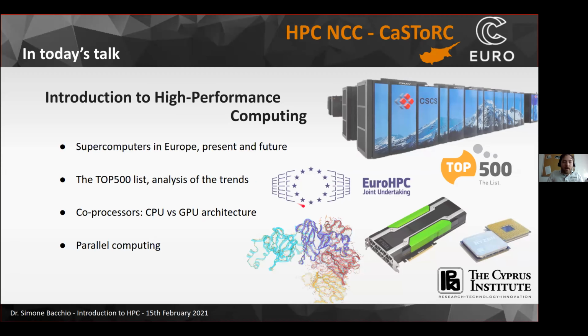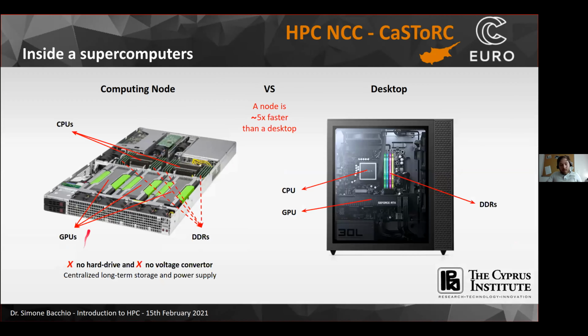So we will have an overview of the supercomputers available in Europe. We will have an analysis of how this changed during the year. The current technology is mostly focused on the usage of CPUs and GPUs together in these systems. So we will focus on this topic, and then I will give a brief introduction to parallel computing.